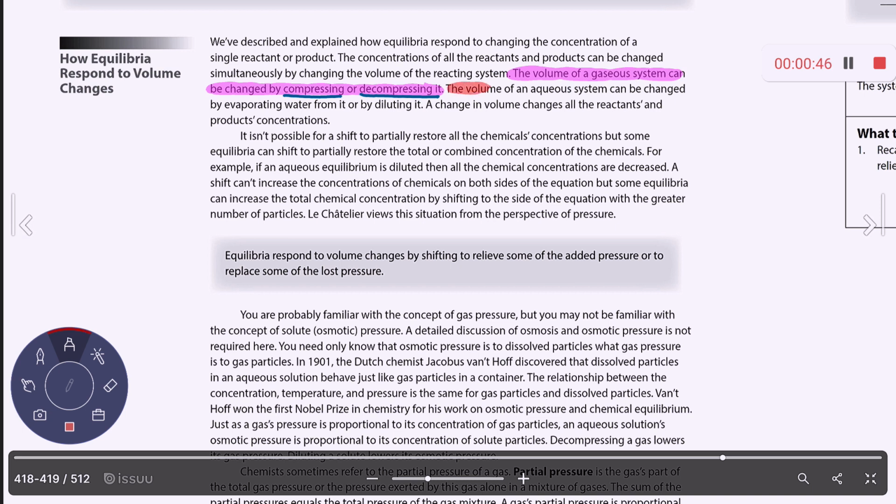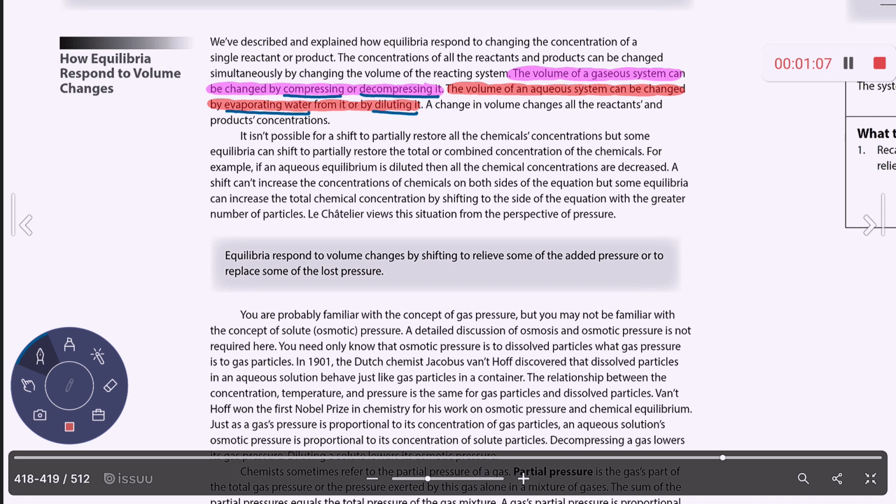And then if we're talking about a solution, so let's say we've got a salt dissolved in water, you can change the volume of a solution by evaporating the water or by adding water to it. So that means you would dilute it. So the volume would become larger when you dilute it because you're adding water to it, okay?